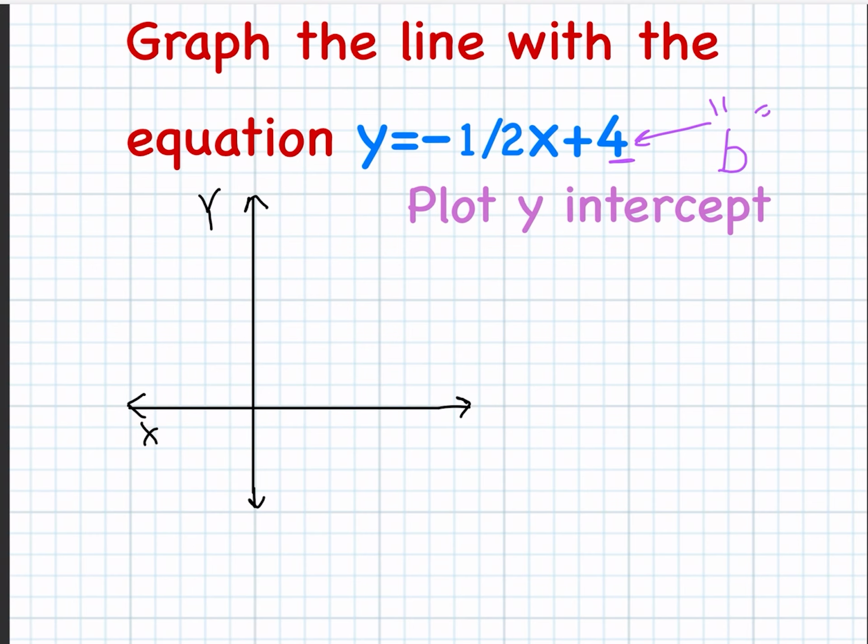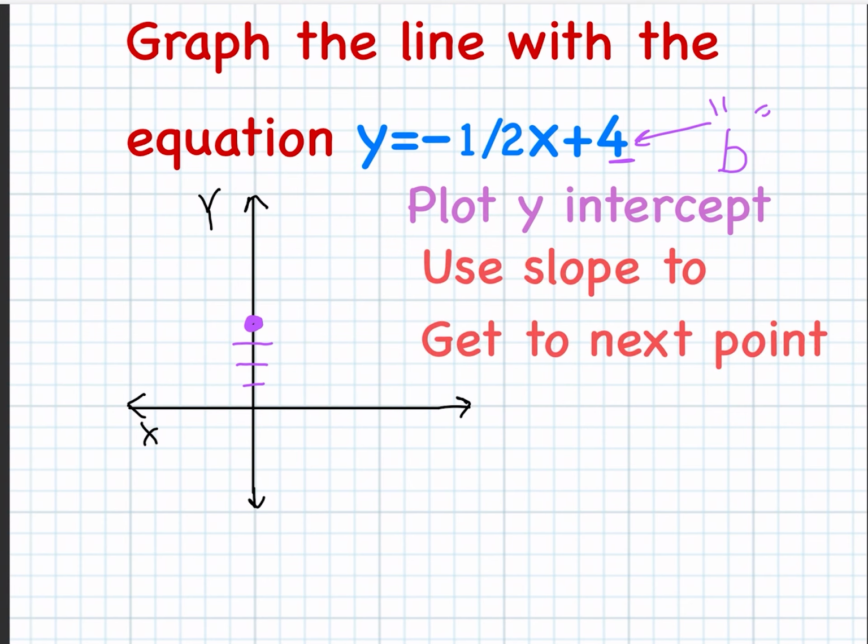So that goes on the y-axis up there at 4, and that's putting a point there, because that's where this line is going to cross the y-axis at 4. That's the y-intercept. The next thing I want to do is use the slope that I'm given to get to my next point from there. So the slope is -1/2. We can also, to make it easier, put the negative with the number on top. -1 over 2, because now I'm going to look at it as negative means down 1.